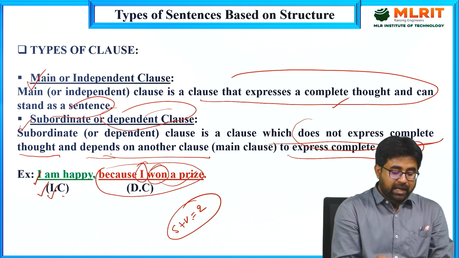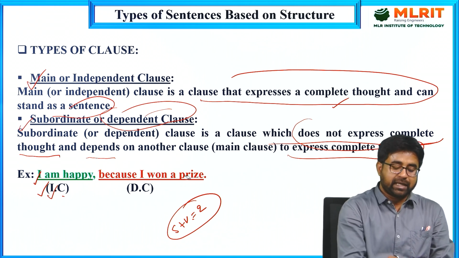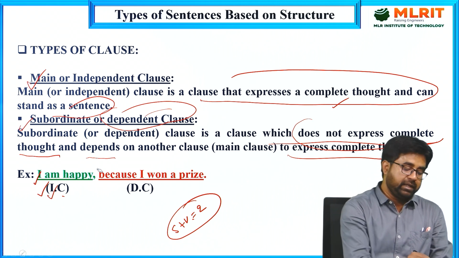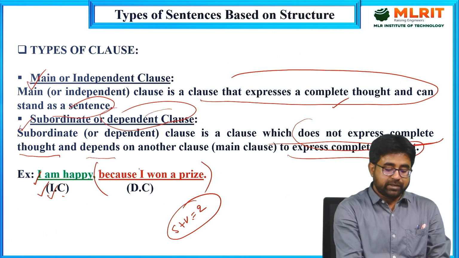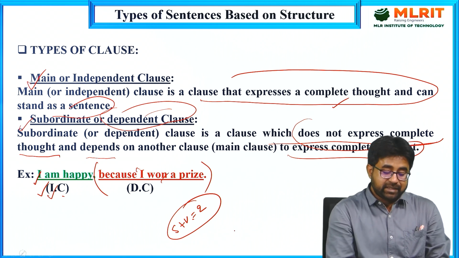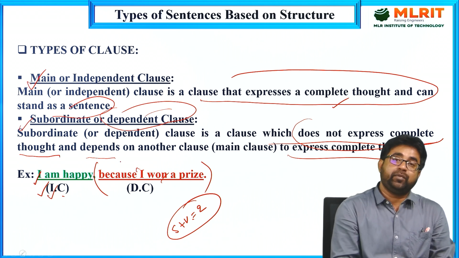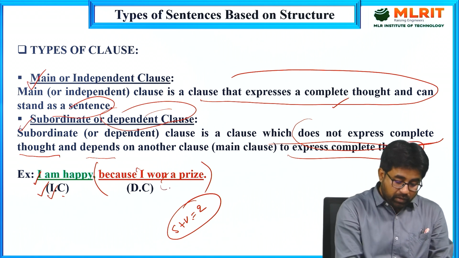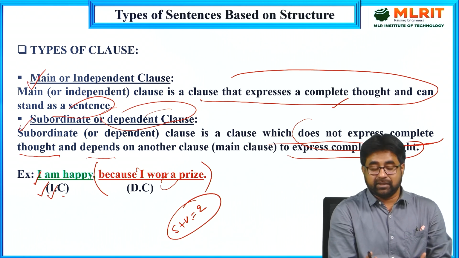But on the other hand, if you focus on the second clause, because I own a prize, what is happening here? It's a clause obviously, because you can find here a subject as well as a verb. But is it an independent clause? No. Why? Because it's not conveying a complete thought. It will not be able to stand on its own as an independent sentence, right?